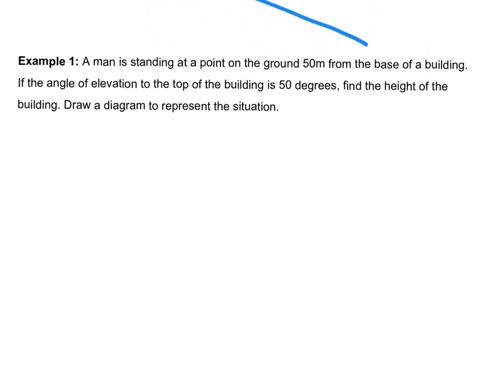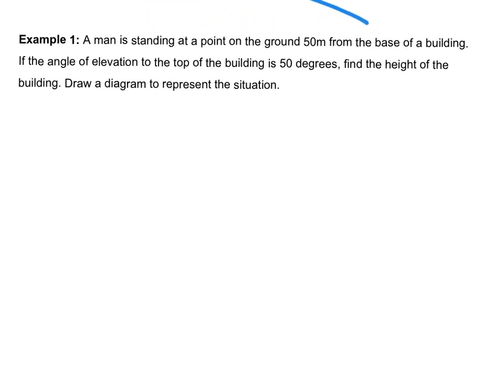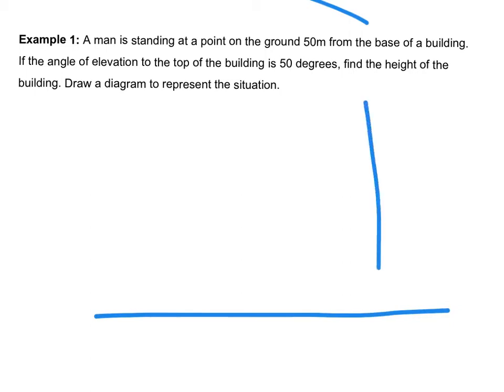All right, so I'm just going to set this one up. A man is standing at a point on the ground 50 meters from the base of a building. If the angle of elevation to the top of the building is 50 degrees, find the height of the building. And it asks to draw a diagram to represent the situation. Your diagram should go first because that will help you to make sense of it. So here's the ground. We'll say we put our building in here.